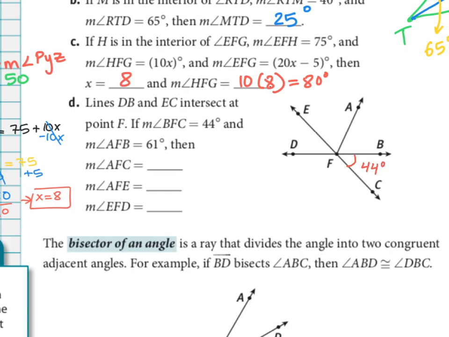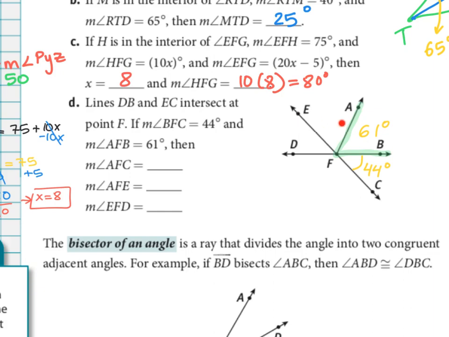Now I just want to remind you that if you ever have an X, then those angles are vertically opposite. So they're going to be equal angles. Remember that from the definition that we had in lesson 1-1 and 1-2. So BFC is given to be 44 degrees. And the measurement of angle AFB is equal to 61. Now the first question, you're asked to find the measurement of angle AFC, so basically all of this. Then you're asked to find the measurement of angle AFE.